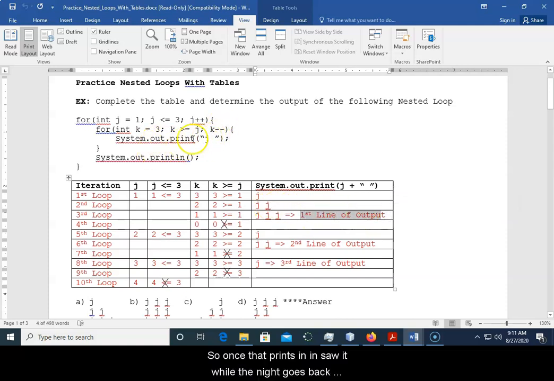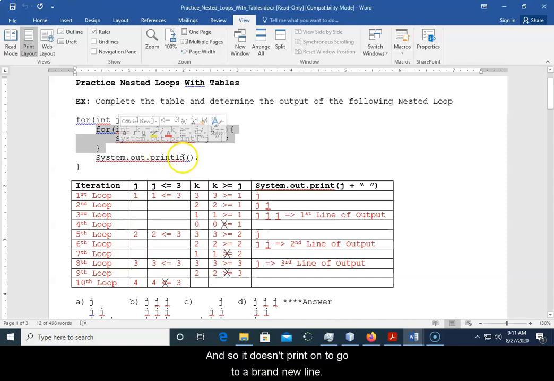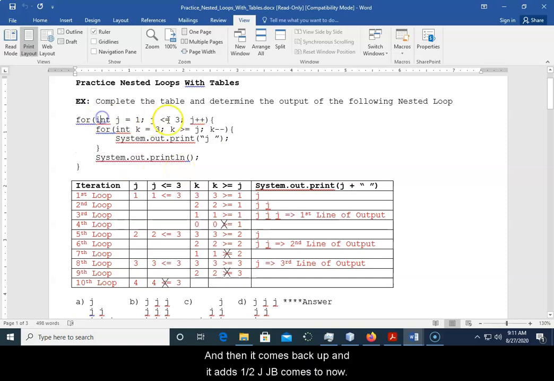So once that prints, it goes back up and subtracts 1, so k becomes 0. Is 0 greater than or equal to 1? No. So this loop is now complete. And so it does a println to go to a brand new line, and then it comes back up and adds 1 to j. j becomes 2 now.